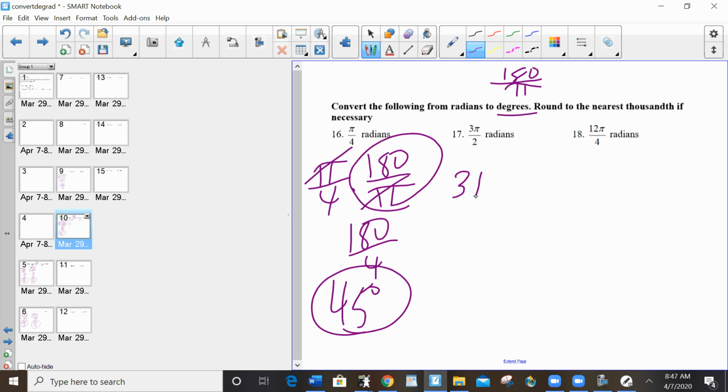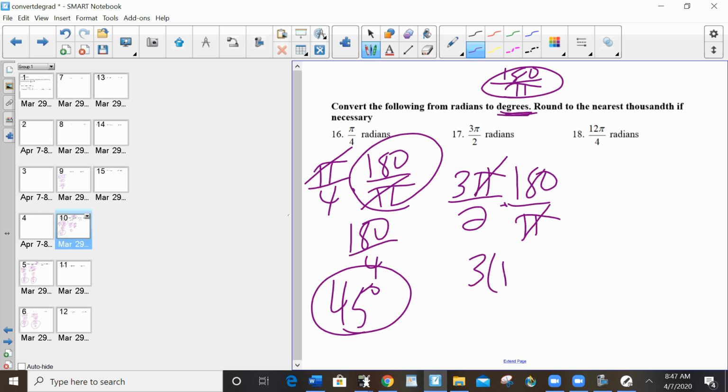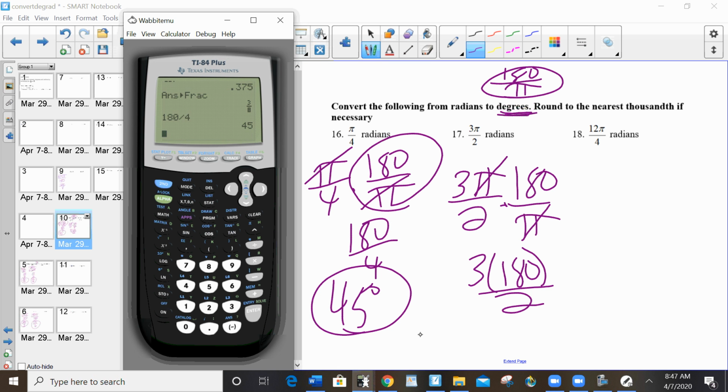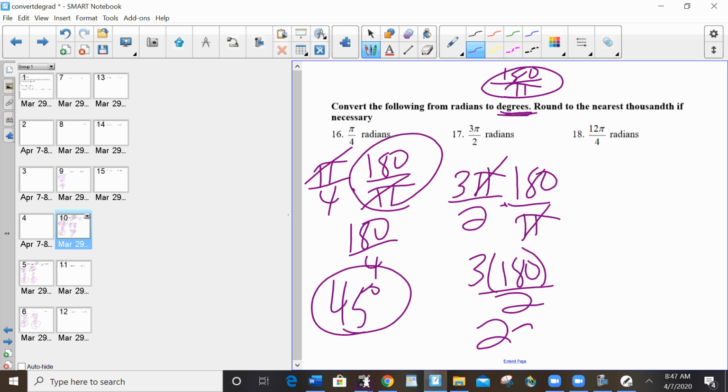Number 2, 3 pi over 2 times 180 over pi. Again, whenever we're converting to degrees, I'm multiplying by 180 over pi. The pi's cancel. I'm left with 3 times 180 over 2. I go to my calculator, and you can use alpha y equals enter, doesn't matter. 3 times 180 over 2 is 270. Try number 18 on your own.